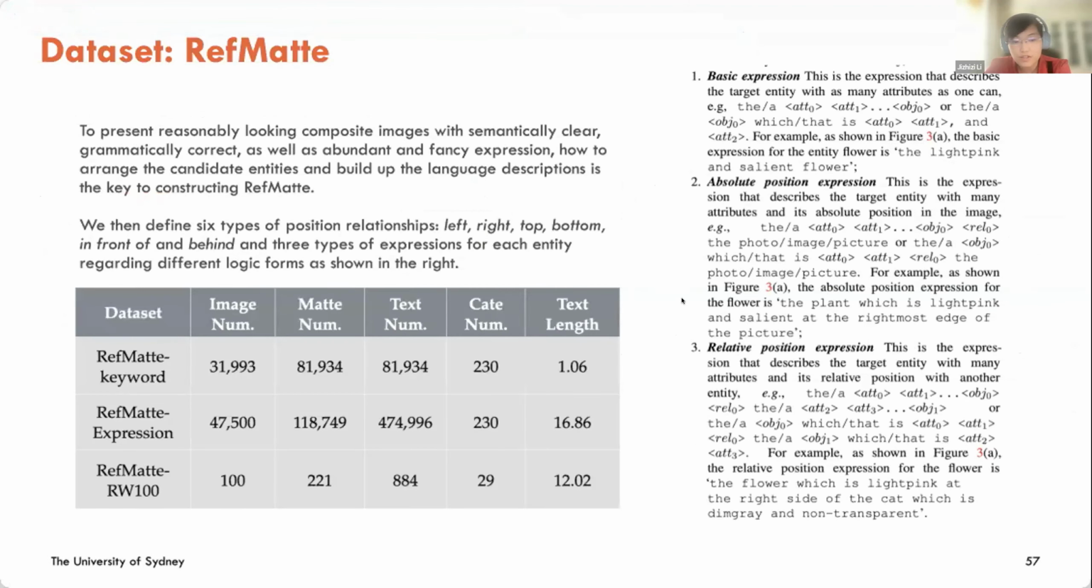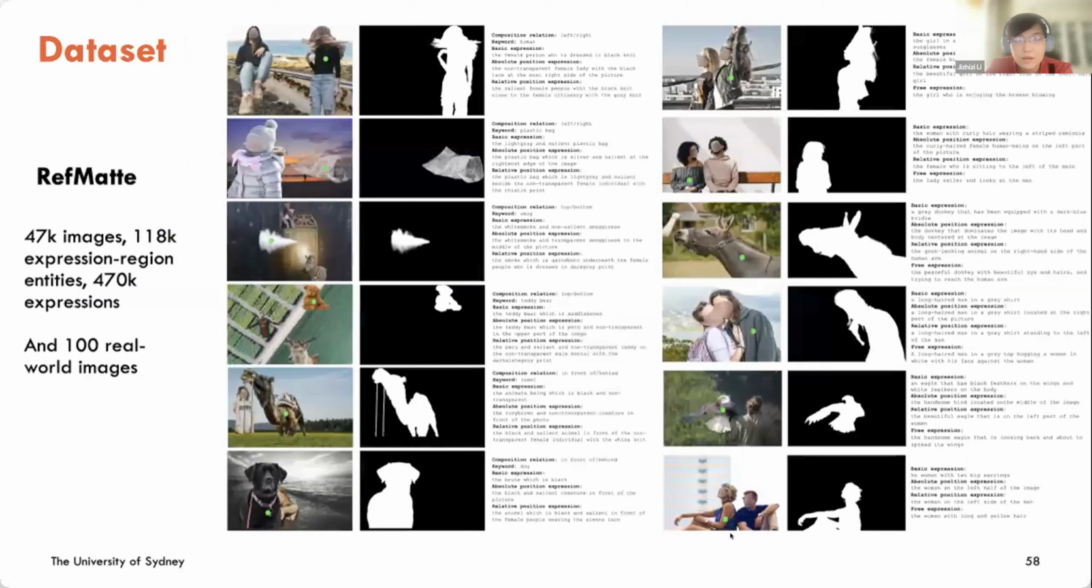After this, we compose them. We generate a composition engine, and we generate a language engine in which we define the basic expression of each entity. We define the absolute position of each entity, and we define the relative position of each entity. And here are some of the examples that we have in this dataset.